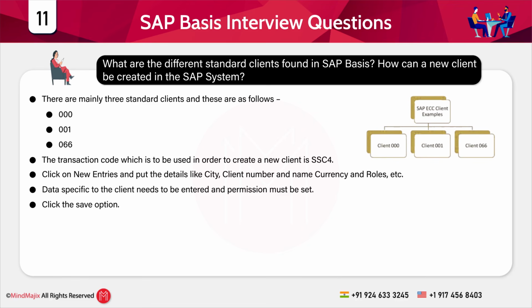And if you want to create a new client in SAP system, so there are a few steps that you must follow. So first, the transaction code which is to be used in order to create a new client is SCC4. After this, you have to click on new entries and put the details like city, client number, and name, the currency and the roles. After this, data specific to the client needs to be entered and permission must be set. And last but not the least, you have to just click on the save option. So this is the procedure to create a new client in SAP system.